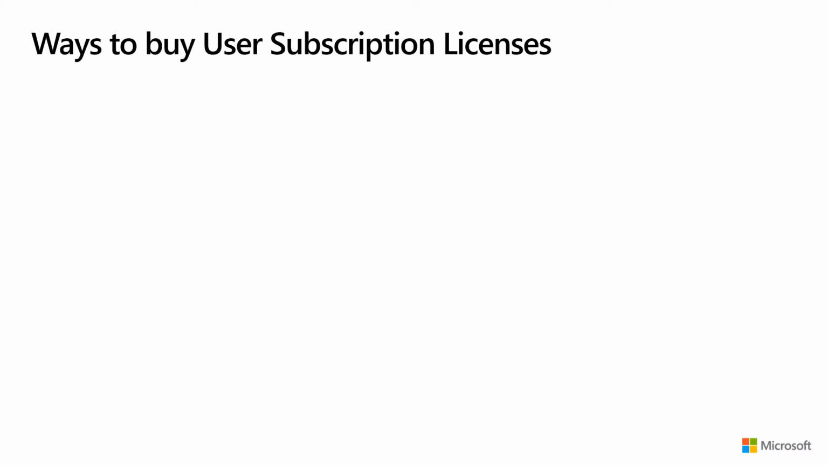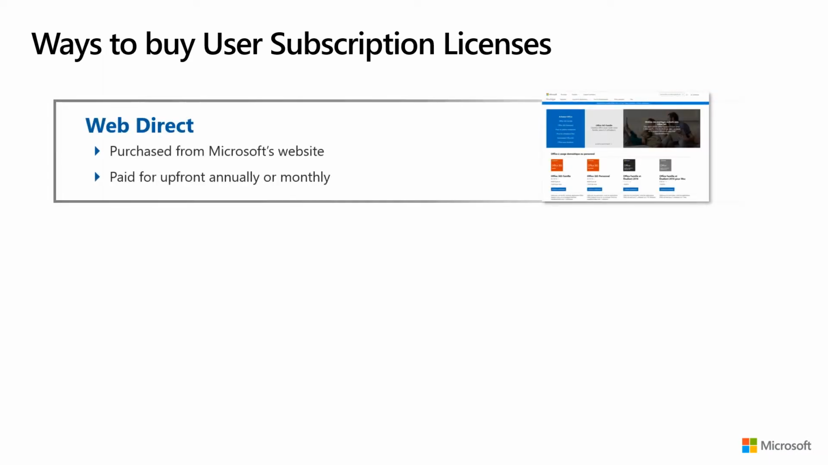So, how do customers buy these user subscription licenses? Today there are three main ways for a customer to buy. First of all, they may purchase licenses direct from Microsoft's website, and customers who buy in this way are often known as Web Direct customers. Most, although not all, online services are available in this way, and customers pay for licenses upfront either annually or monthly, and there are often cost benefits associated with paying for licenses annually. Customers buying through the Web Direct method are often self-sufficient businesses requiring no help with choice or deployment of products.